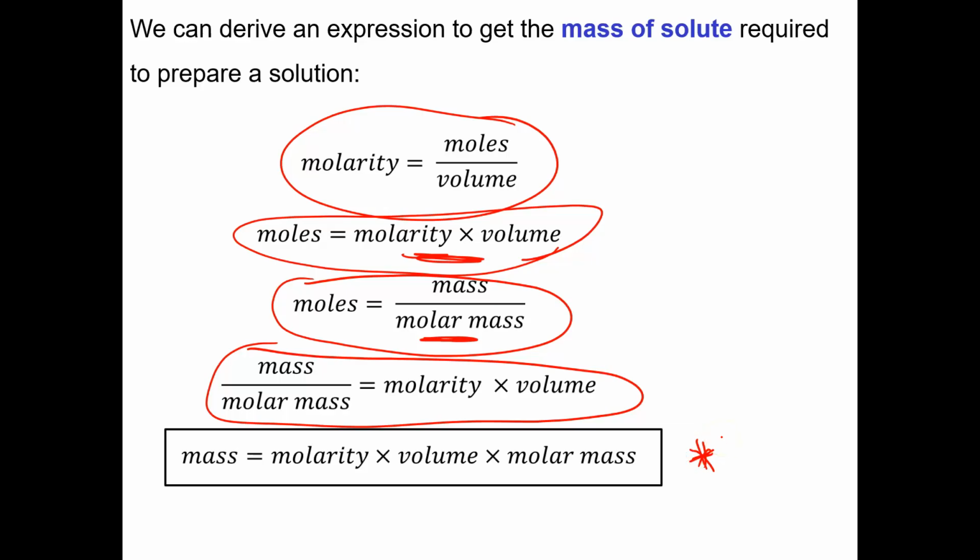It says that the mass of solute required to prepare a solution is equal to the molarity of the solution times the volume times the molar mass. And I just want to point out one thing here, that the volume needs to be in liters. The molarity obviously has units of moles over liters, and the molar mass has units of grams over moles. And so you can see, as long as your volume is in liters, all of the units cancel out except for grams, which are units of mass, which is what we want. So you want to go ahead and memorize this formula and practice using it.